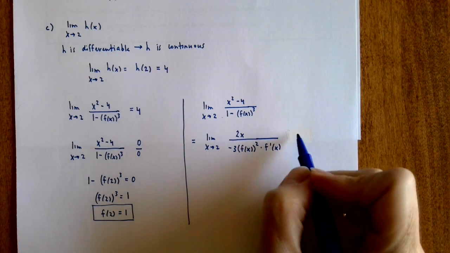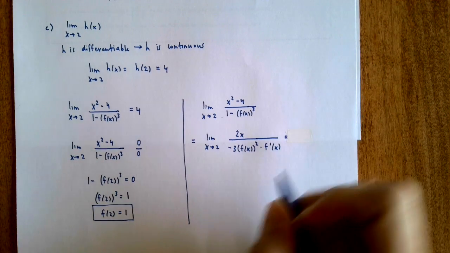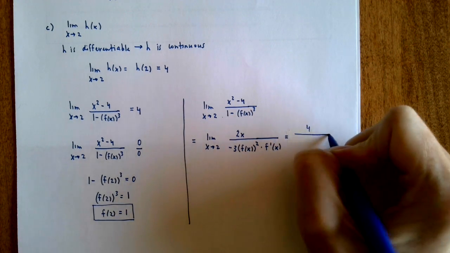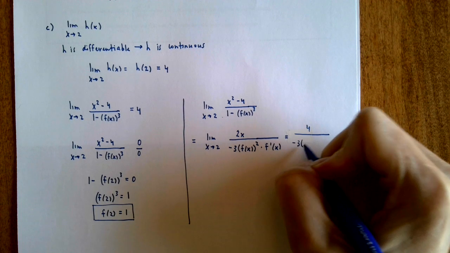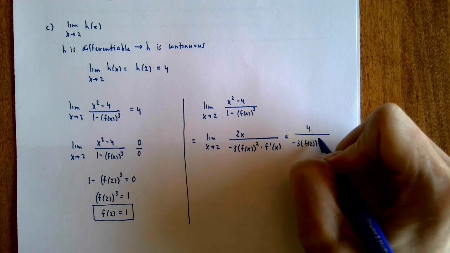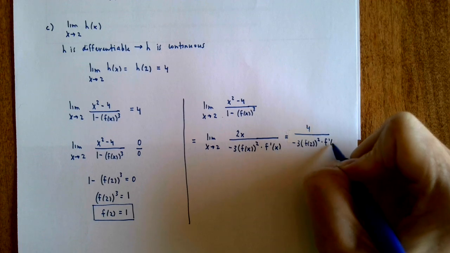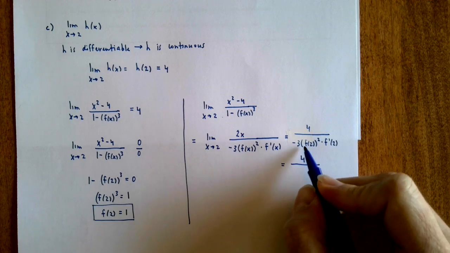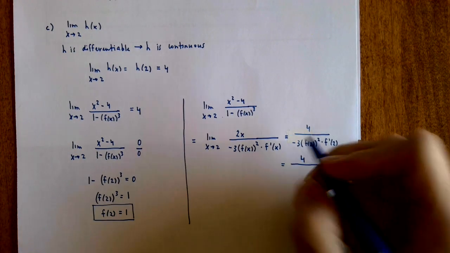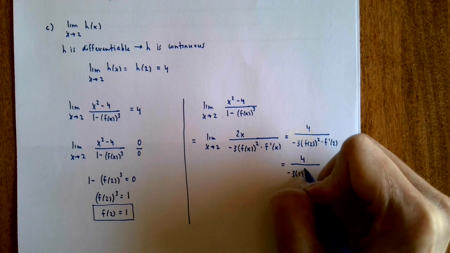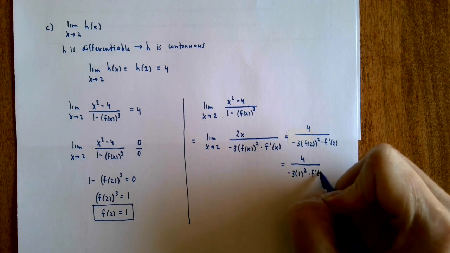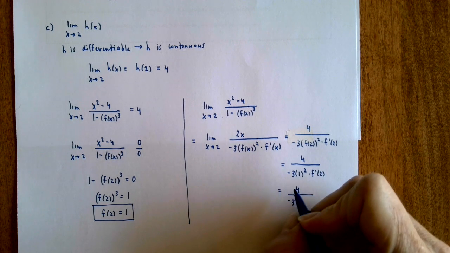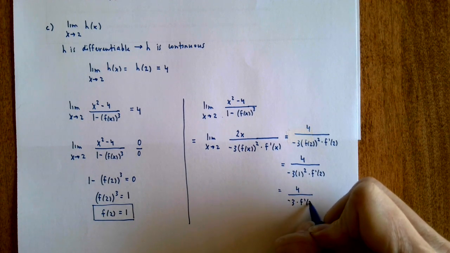All right, so now I'm going to try resubstituting. So let's try substituting in 2. So I'm going to do 2 times 2 is 4 in my numerator. I've got negative 3 times f of 2 squared times f prime of 2. Well, if I simplify that a little bit, I know that f of 2, we found out that was just 1. So I've got negative 3 times 1 squared times f prime of 2. So I have 4 over negative 3 times f prime of 2.